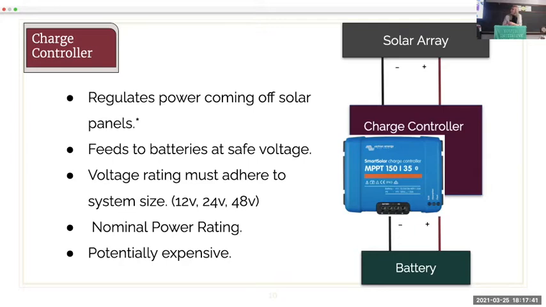It also has what's called a nominal power rating, and this is not super important, but basically the wattage coming off of your solar panels is not supposed to exceed the nominal power rating. But also that's not a very big deal. Also, you can't really make a charge controller yourself, so it's sometimes expensive, but there are ways to fix up your system and fit it all together.